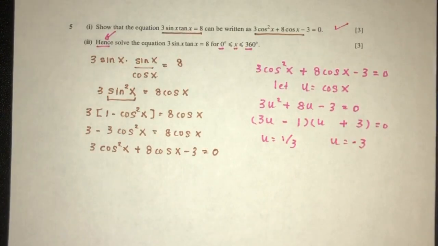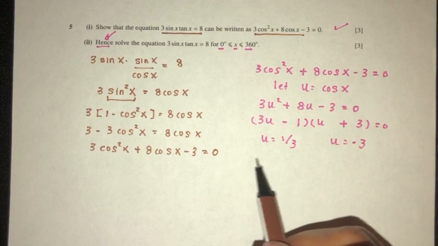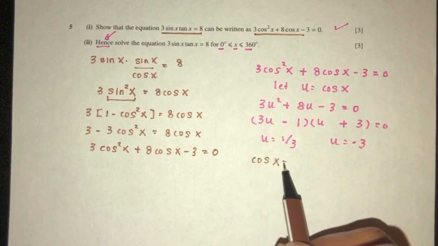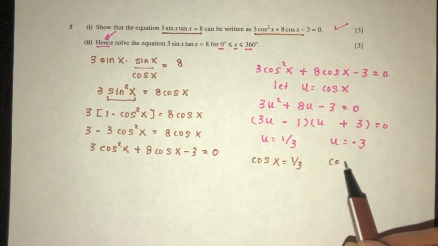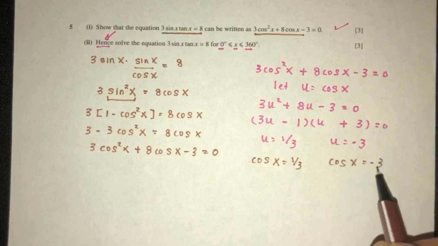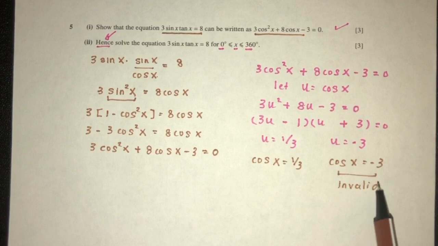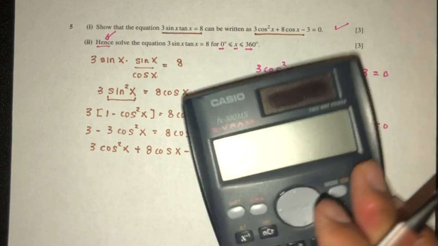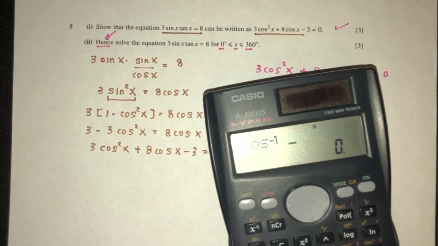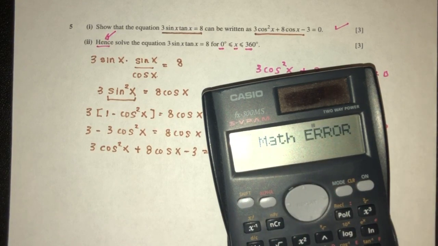But now again, we are trying to find the value of x, not u. Replace it back. u is cos x, which is 1 over 3. Cos x is minus 3. This will not be possible. It is invalid because the value of cos x can only be between minus 1 and 1. You can check as well. Cos inverse of 3, error. Cos inverse of minus 3 should also be error.